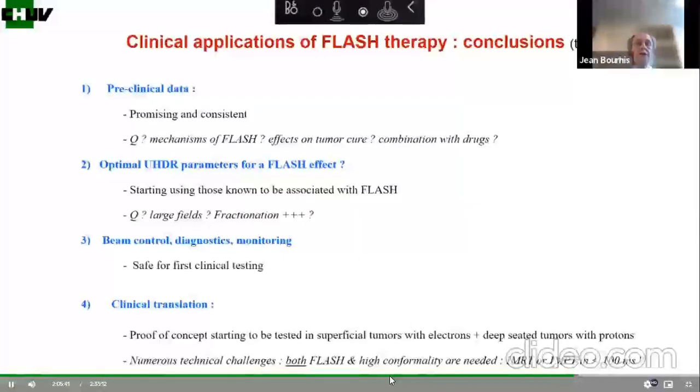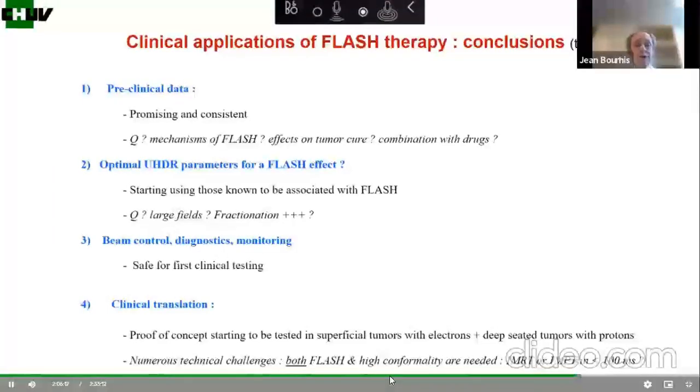Optimal parameters for a flash effect. That's the second question. At the moment, we started using the parameters which have been associated with flash in preclinical setting, but they are maybe absolutely not optimal. We don't know. And we don't know also what about the best parameters for large fields and what about the parameters also for fractionation. Beam control diagnostics monitoring, at the moment, we can say it's safe for the first clinical testing, but certainly we need some improvement there as well.